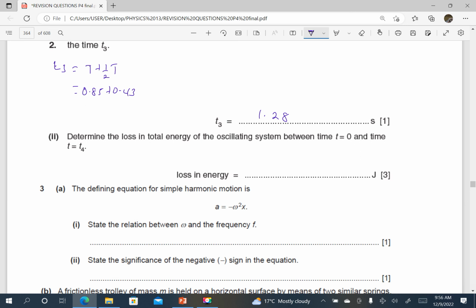Determine the loss in total energy of the oscillating system between time t equals 0 and time t equals t4. Loss in energy between t equals 0 and t equals t4. So energy is equal to a half m omega squared x naught squared. So the loss is just the change. So the change in energy is equal to a half, the mass was 70 grams, so that is 70 times 10 power negative 3.